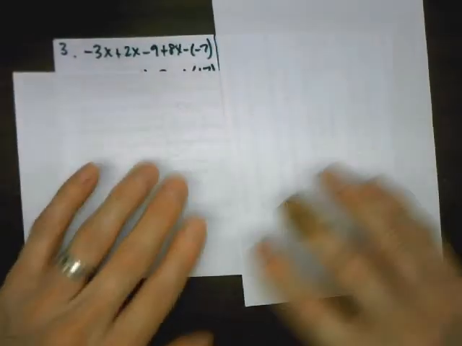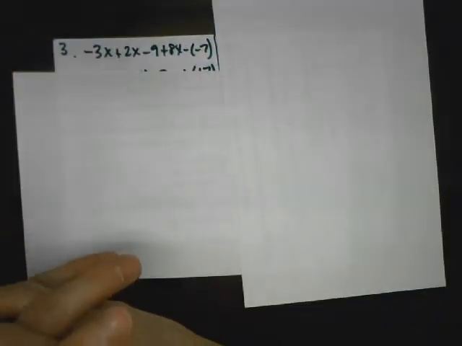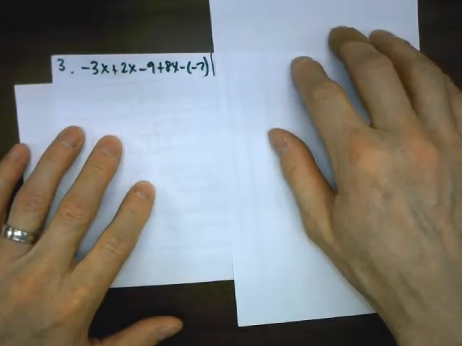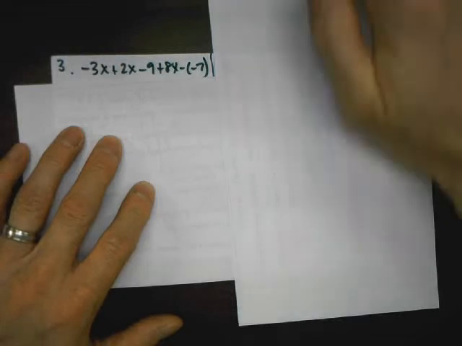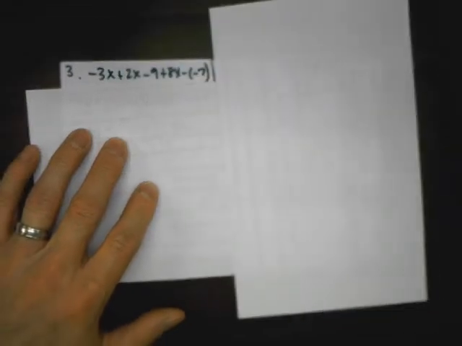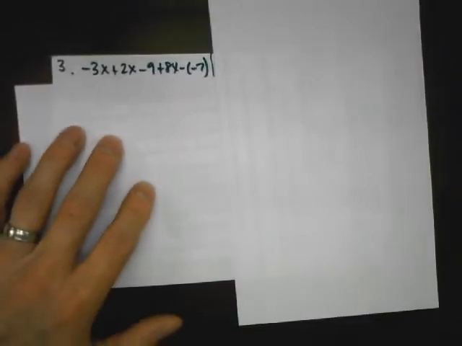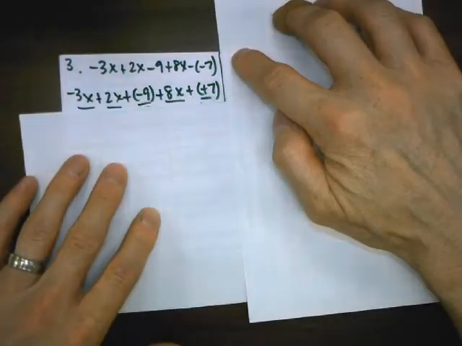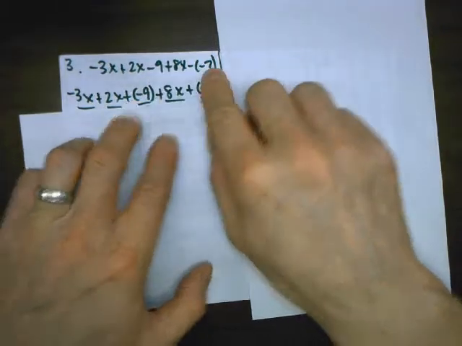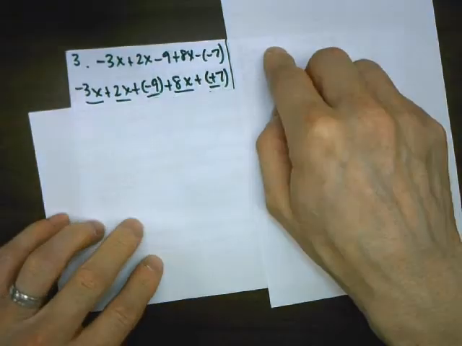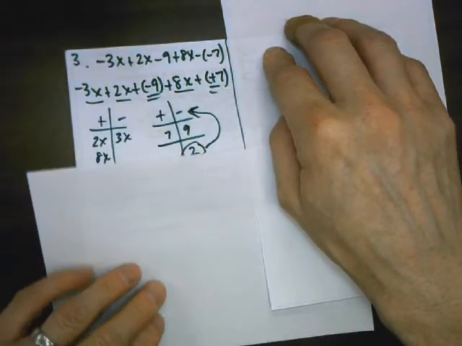Alright, number 3. We have an expression here, and we're going to say which expressions are equivalent to this. The first thing I recommend you do is your rule for subtraction. Wherever we have a subtraction problem, we're going to draw 2 sticks. We're going to add the opposite. So I did it here, and I'm going to do it here also. Once I do that, I can use teams.